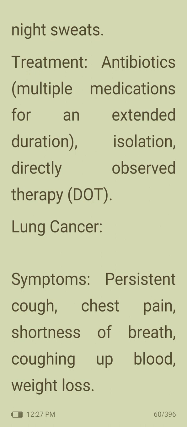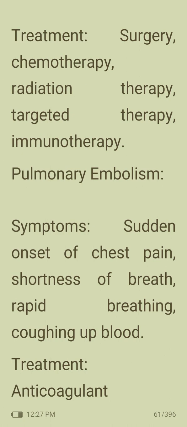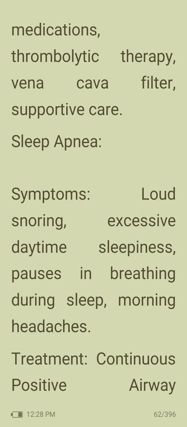Then lung cancer. Symptoms: persistent cough, chest pain, shortness of breath, coughing up blood, weight loss. Treatment: surgery, chemotherapy, radiation therapy, targeted therapy, immunotherapy. Then pulmonary embolism. Symptoms: sudden onset of chest pain, shortness of breath, rapid breathing, coughing up blood. Treatment: anticoagulant medications, thrombolytic therapy, vena cava filter, supportive care.